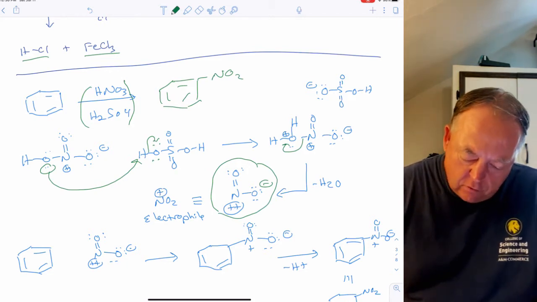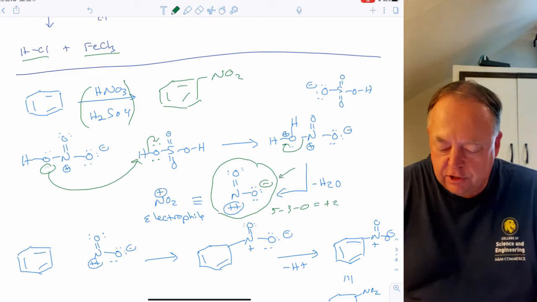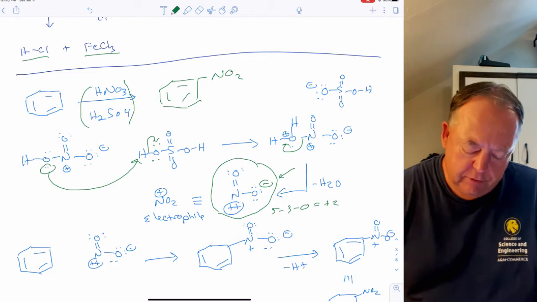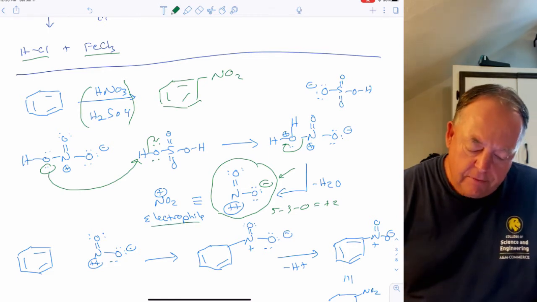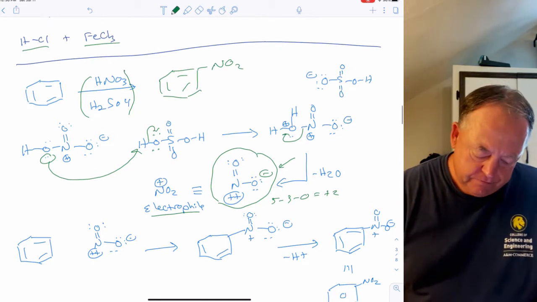So if you calculate the formal charge on nitrogen, 5 valence minus 3 lines minus 0 non-bonded electrons, nitrogen has a +2 charge, and that oxygen has a -1 charge. So overall, it's a +1 charged species. So that's your electrophile. That's what wants electrons. That's what's going to react with your benzene ring.